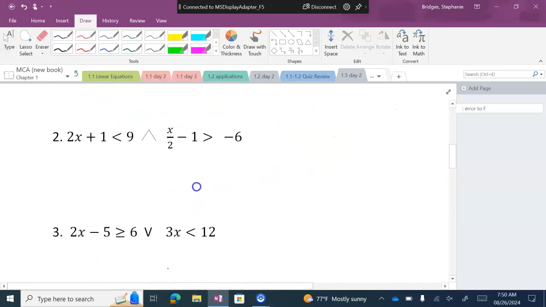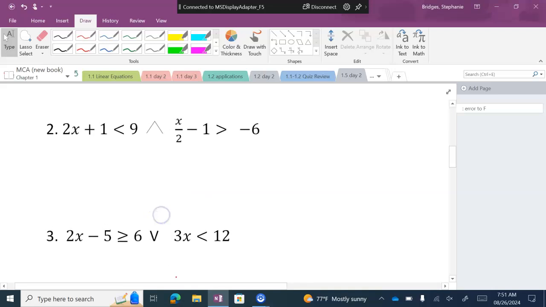All right. Take a minute and write that one down. And I don't know if y'all can see that very well. I'll darken it. It's an upside down V. 2x plus 1 is less than 9. And you've got that upside down V, and then you've got x over 2 minus 1 is greater than negative 6.